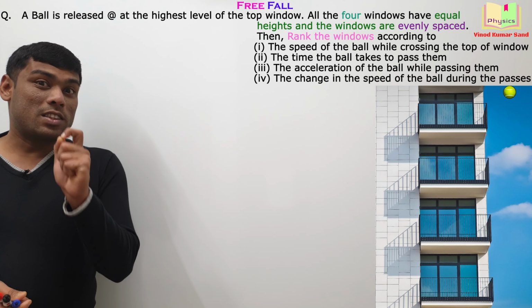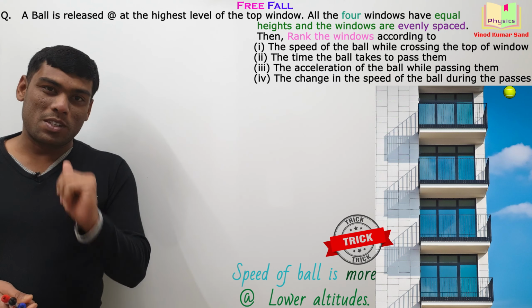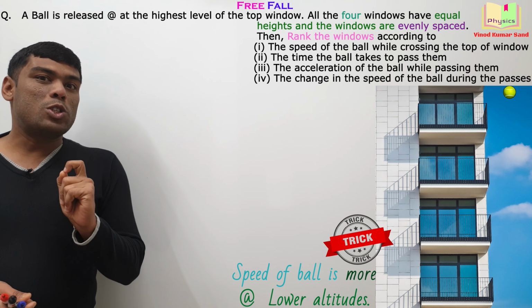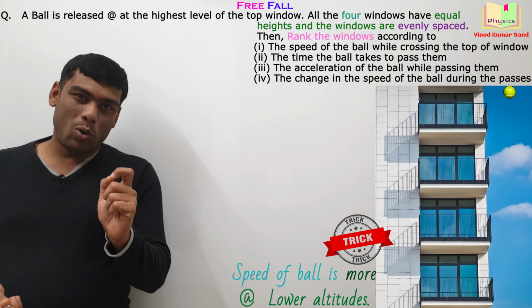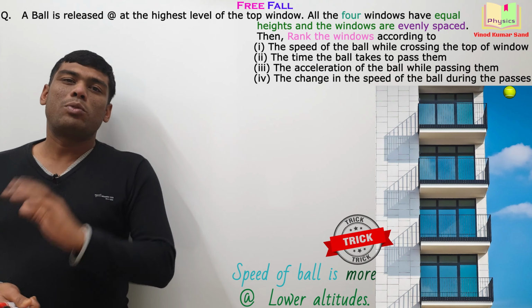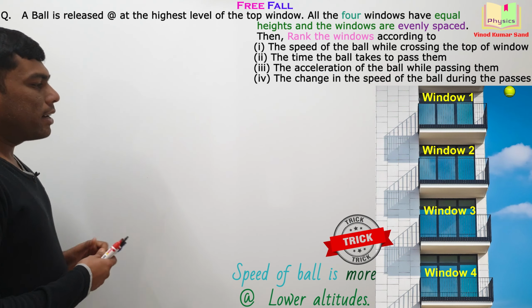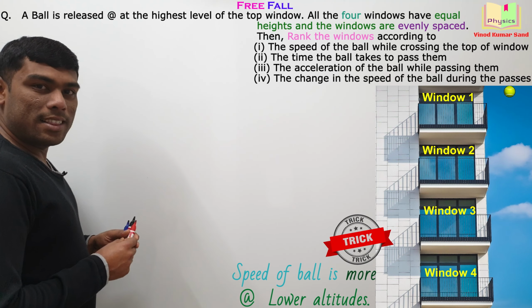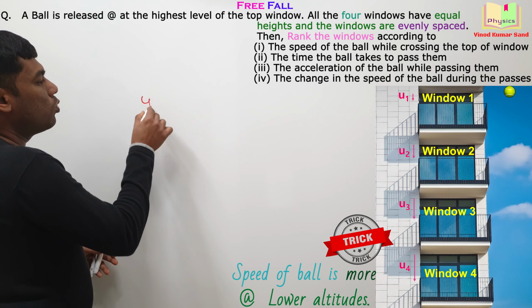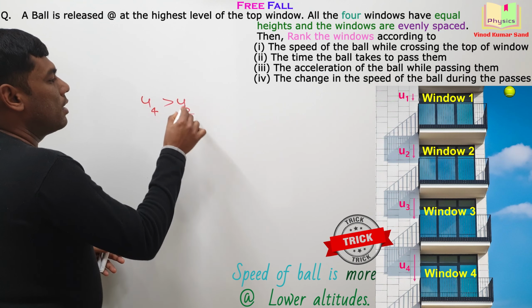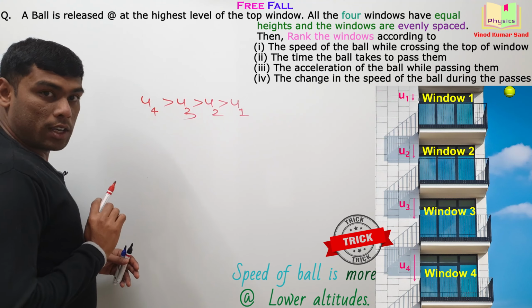Using the previous trick, the speed of the ball is always greater at lower altitudes in all such problems. It means along which window we will have the greater speed? It's simple, the lowest window, and I am naming it window number 4, starting from the top 1, 2, 3, 4. So at the top of the windows, if we assign the speeds as u1, u2, u3 and u4, the correct order will be u4 is maximum, then u3, then u2 and then u1.